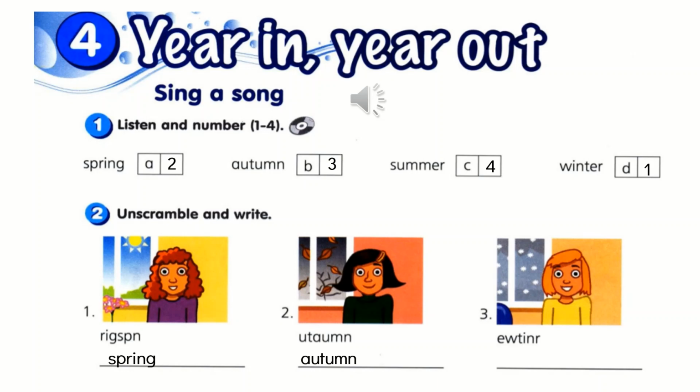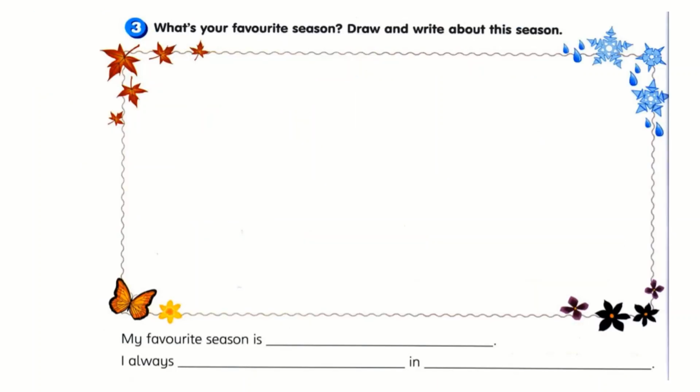Number 3, if you look out the window, it's snowing. And this is winter. Winter is spelled W-I-N-T-E-R. Winter. Let's continue to the next page.